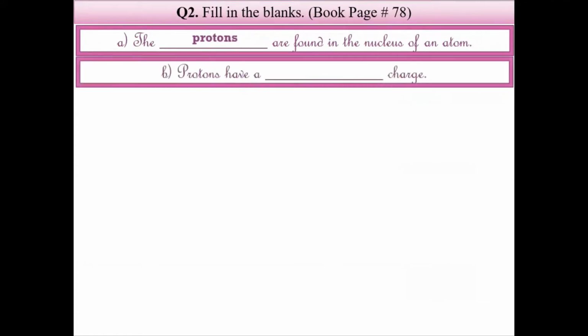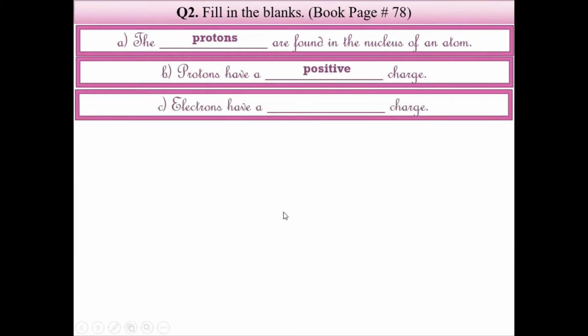Now comes the bookwork, student. It is on your book page number 78, question number 2. The dash are found in the nucleus of an atom. Yes, the protons are found in the nucleus of an atom. Protons have a positive charge. Electrons have a negative charge.